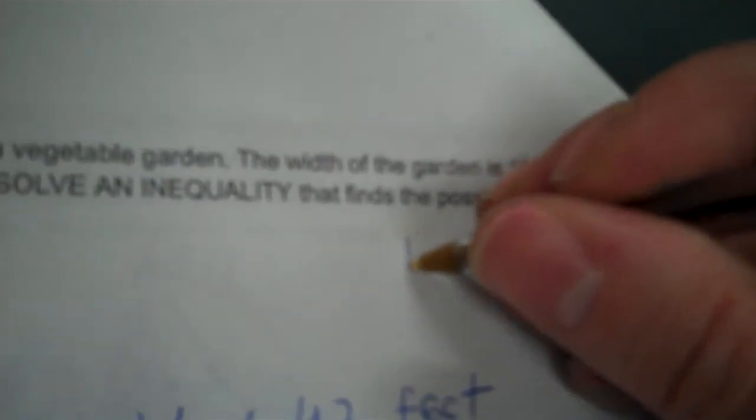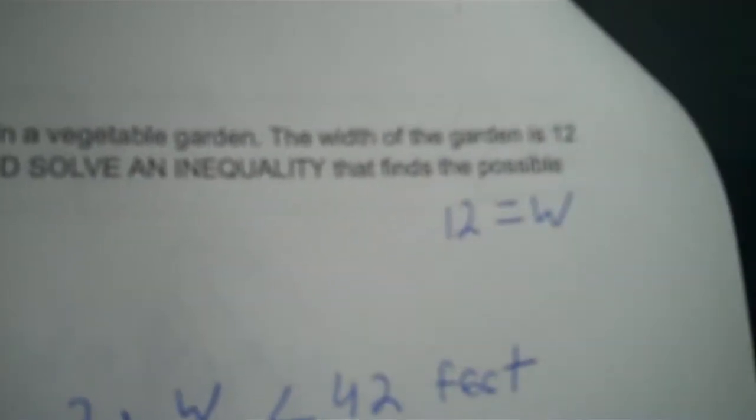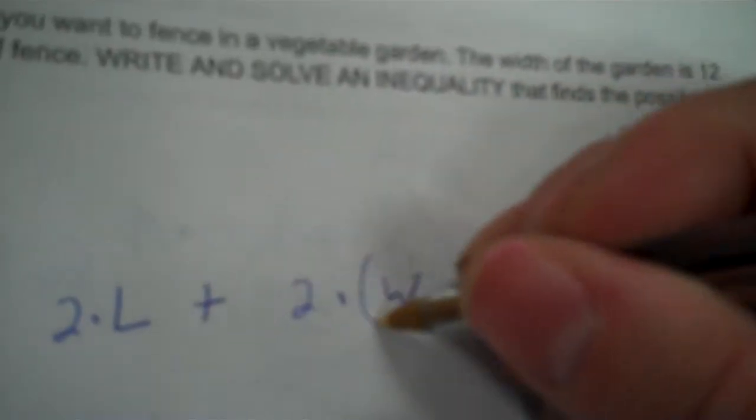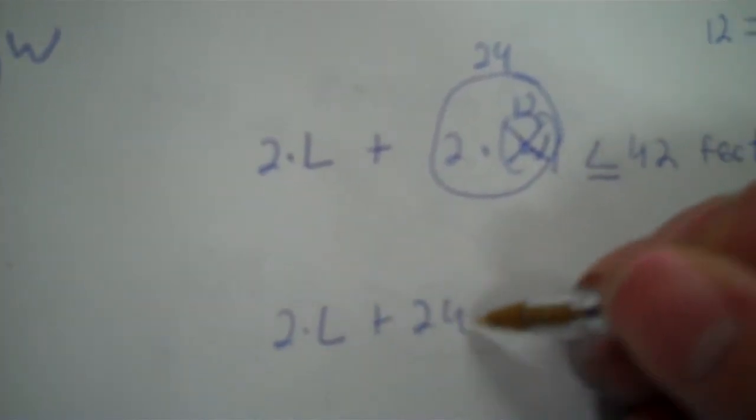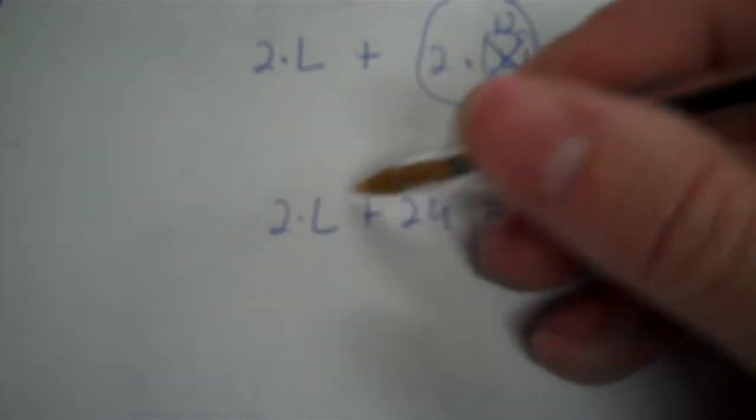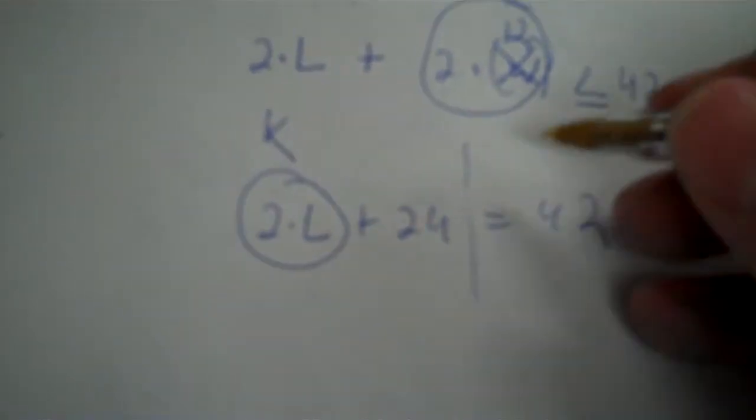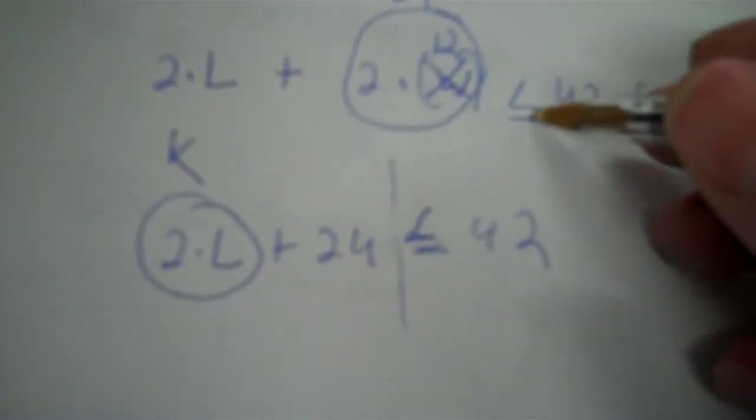Well, 12 would be the replacement. Width is 12, so 12 is W. So I replace the W with 12. And then I take 2 times 12. 2 times 12 is 24. So we have 2 times L plus 24 equals 42. Now I can solve. You have times and plus. That's a keep. Not equal, sorry. Keep the symbol.